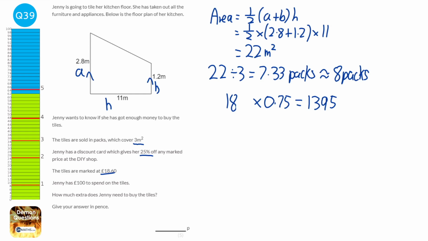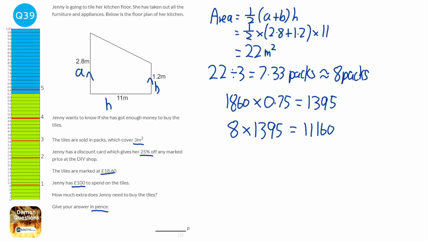So that would be 1,860 times 0.75, and so each pack will cost 1,395, and the reason we're doing this in pence is the answer needs to be given in pence, so I might as well just make that conversion now. And so it's going to be 8 lots of the 1,395 pence packs, which will cost in total 11,160 pence, or £111.60.